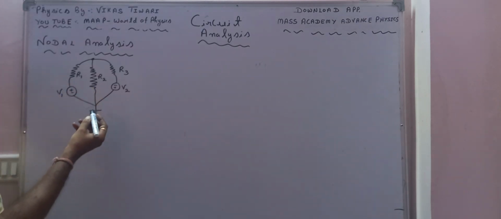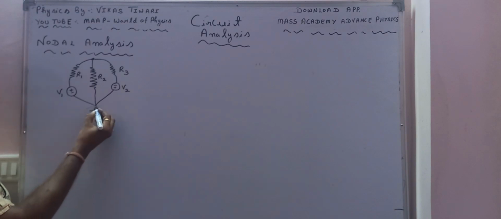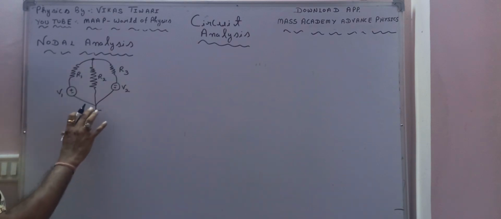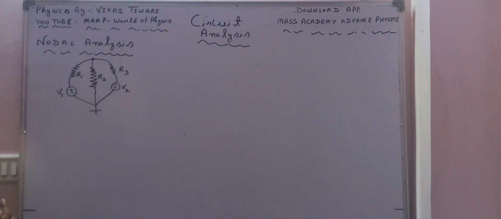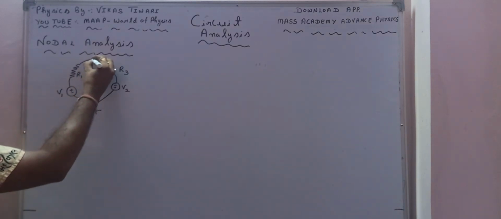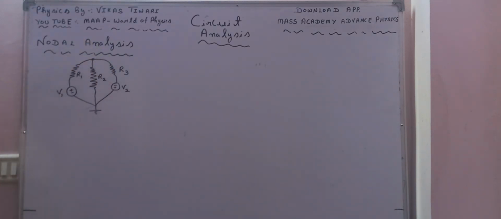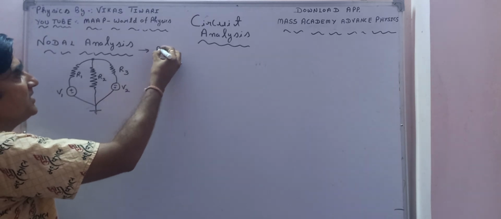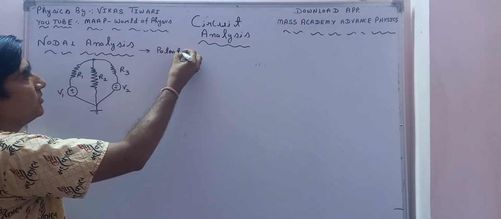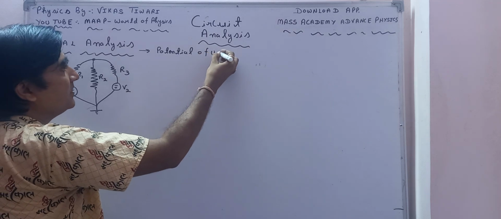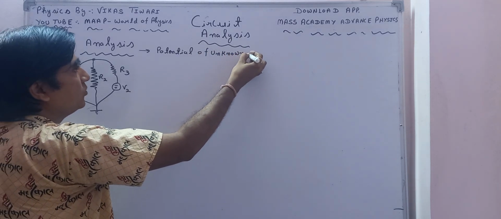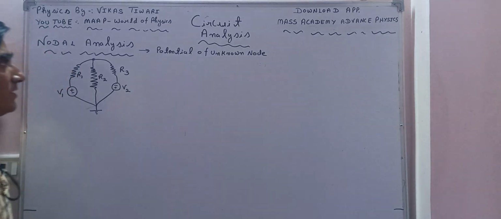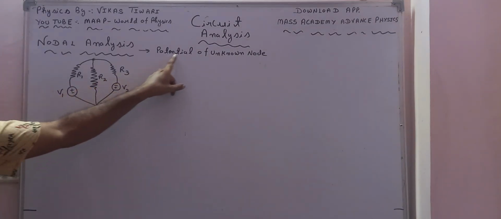In this simple circuit, this is the reference node or ground node. We are not taking it into our counting because this is the return path for the currents. So there is one node or junction over here. Using nodal analysis, first we will find the potential of the unknown node.